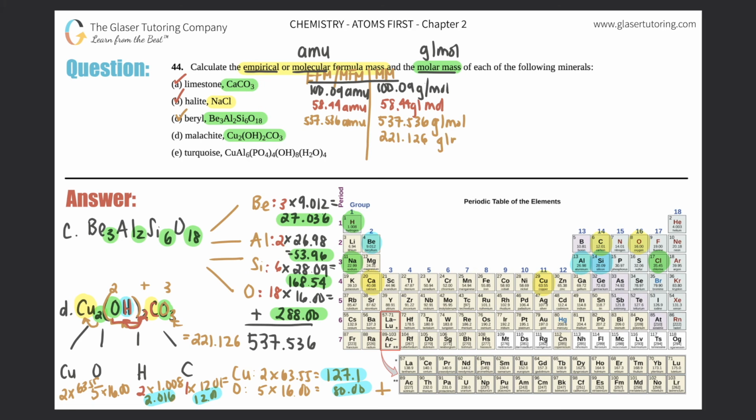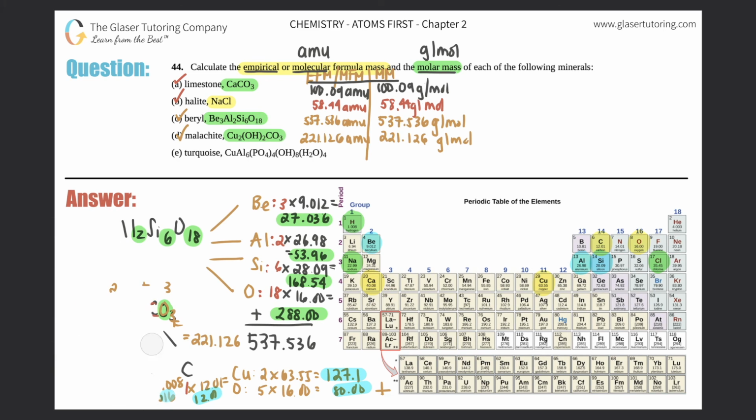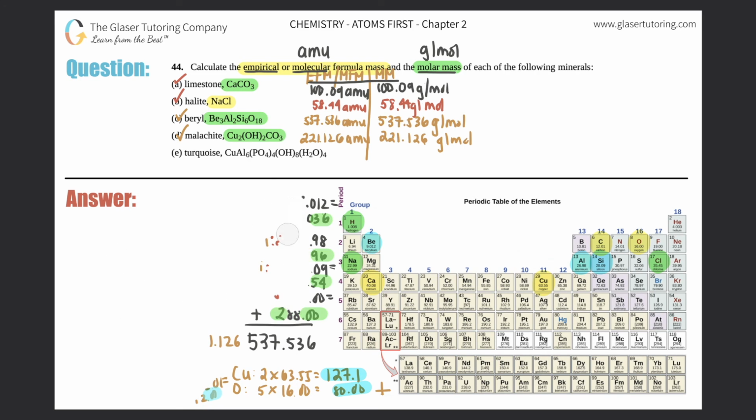221.126 grams per mole if you're doing the molar mass, and 221.126 AMU if you're talking about the empirical formula mass. So that's that. And then last but not least, we got turquoise. This one is crazy. So maybe I should just erase this one more time, just so that I have enough room for the big guy. Turquoise. And then we will get down to business.